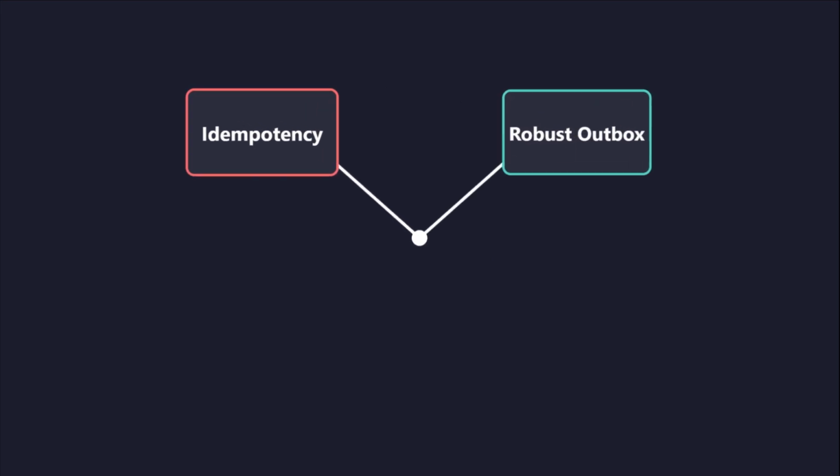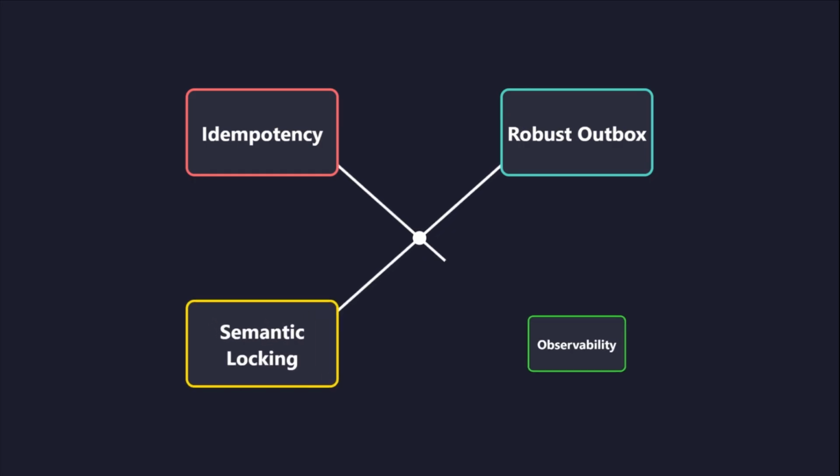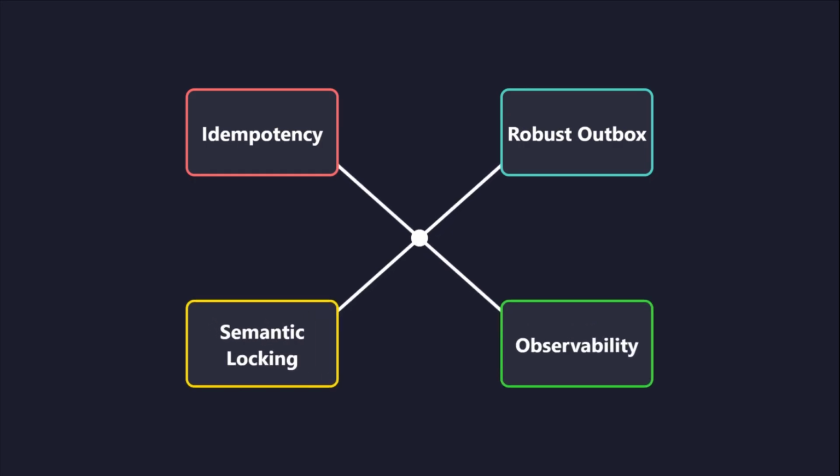Building bulletproof compensation requires idempotency, a robust outbox for messaging, semantic locking for isolation, and comprehensive observability across all service boundaries. Mastering compensating transactions allows your architecture to scale without sacrificing the data integrity required for critical enterprise integration workflows.